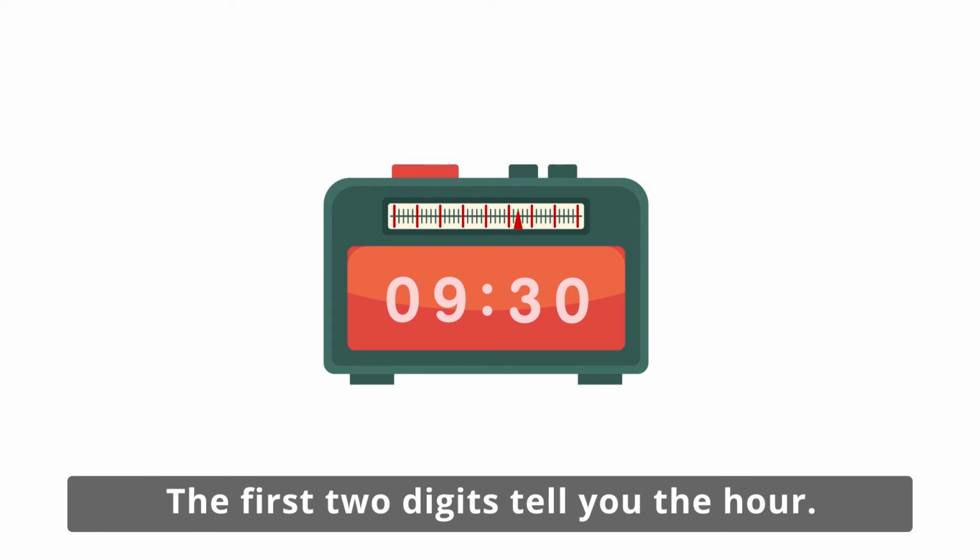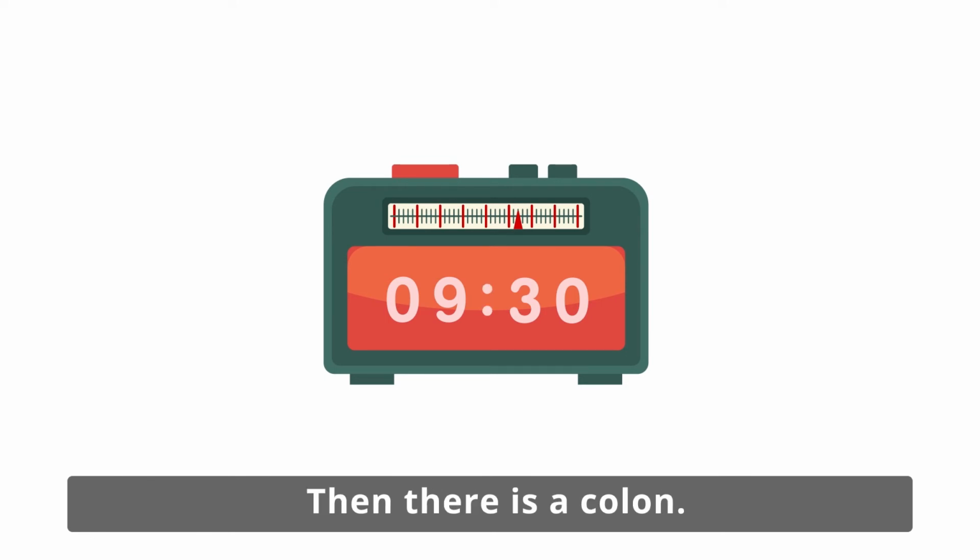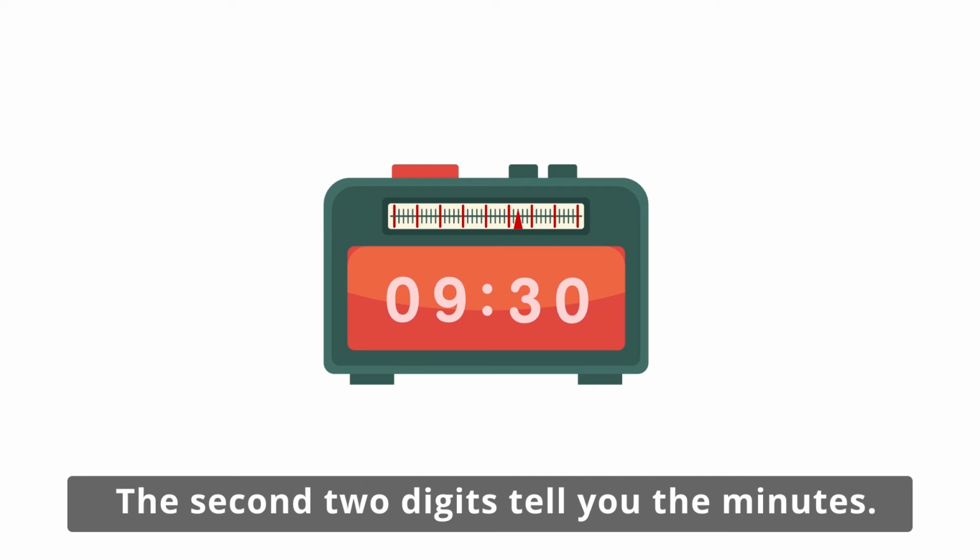Digital clocks are much easier to read. The first two digits tell you the hour. Then there is a colon. The second two digits tell you the minutes.